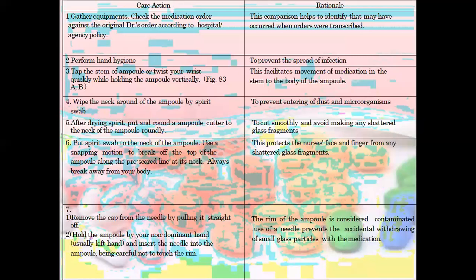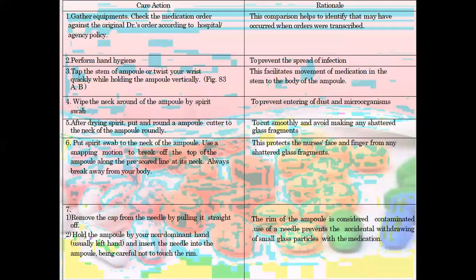उसके बाद हमको we have to hold the ampoule in a non-dominant hand or left hand and we have to insert the needle into the ampoule. हमको ampoule में needle को इंसर्ट करना है. Then being careful not to touch the rim. वो जो रिम है जहां से हमने ब्रेक किया है उसको हमको टच नहीं करना है. The rim of the ampoule is considered contaminated. Use of needle prevents the accidental withdrawing of small glass particles with the medication.